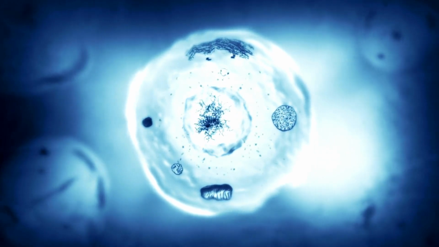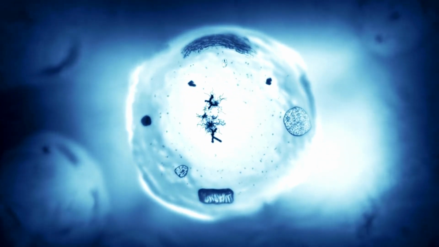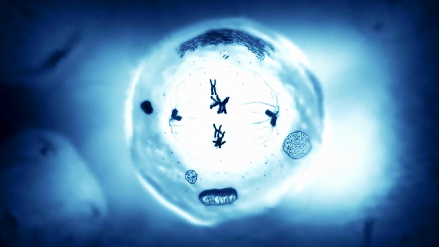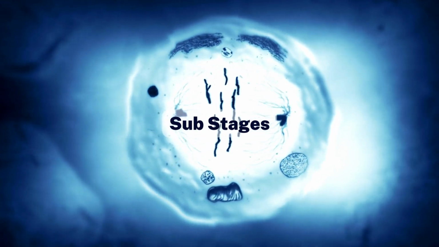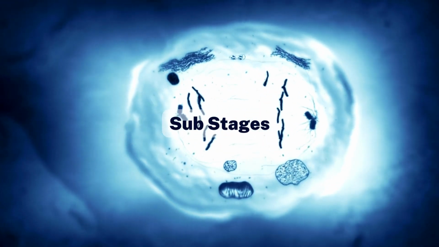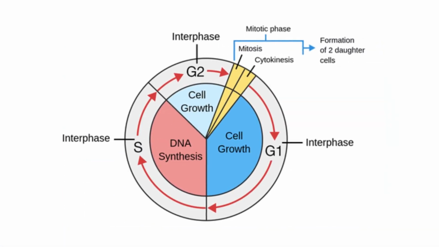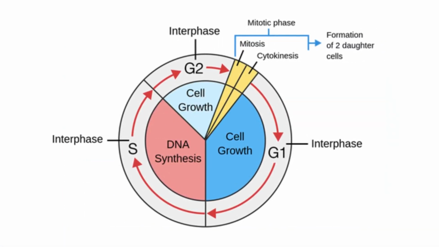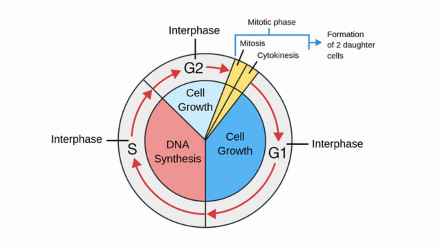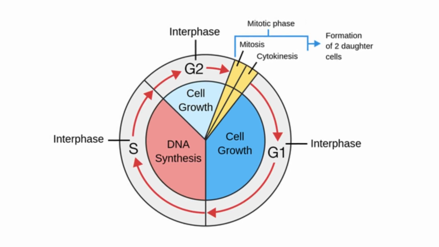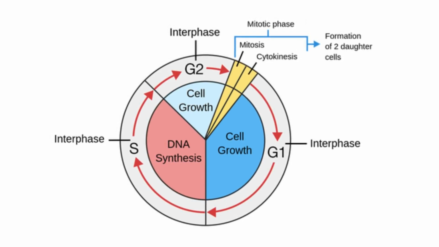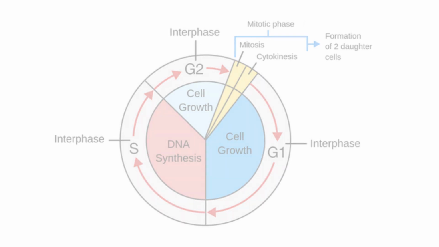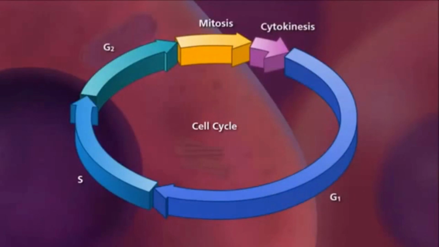Now, let's have a look at both these phases in detail. Since these phases are quite complex, we divide them into sub-stages to understand them better. Let's begin with the interphase. First, here is an image that depicts the complete interphase in general. As we can see, the interphase has three stages: G1 phase, S phase, G2 phase. Let's begin each stage step by step.